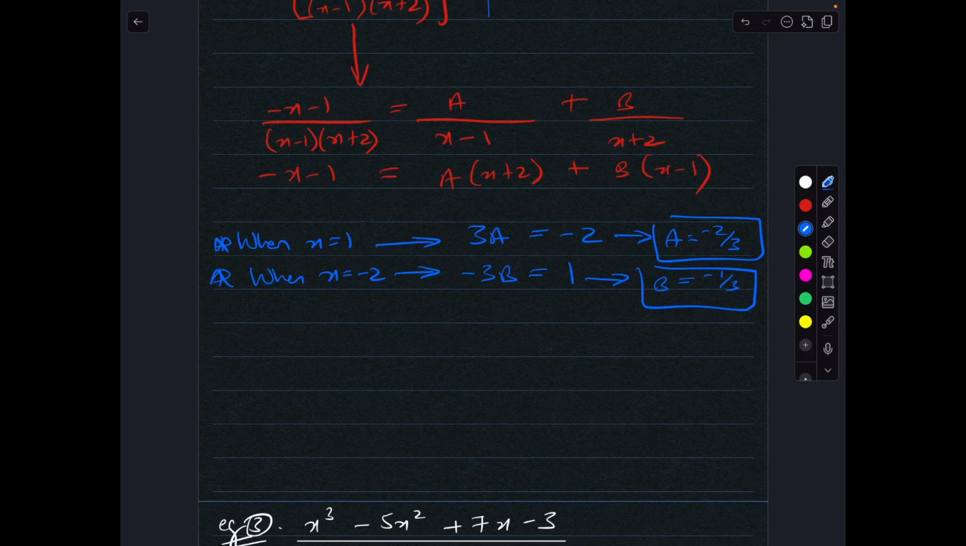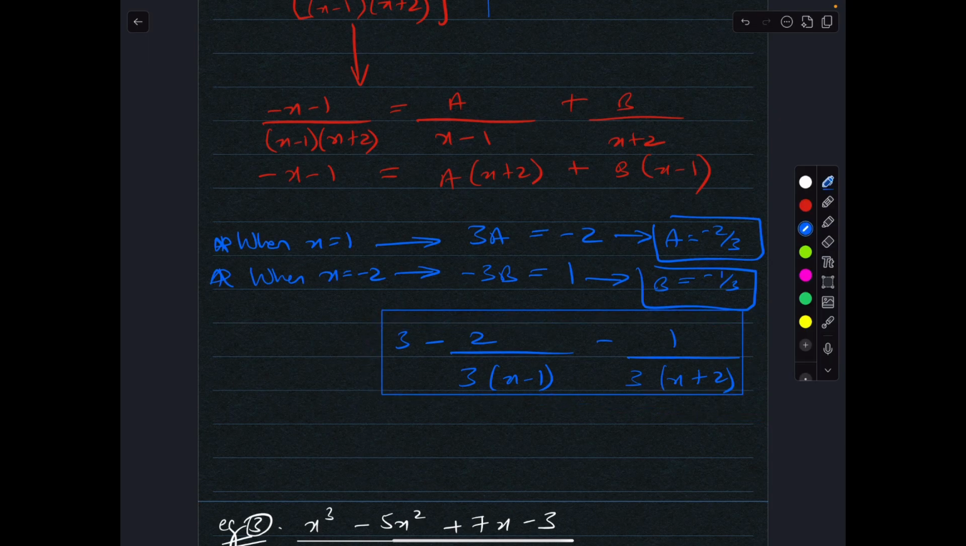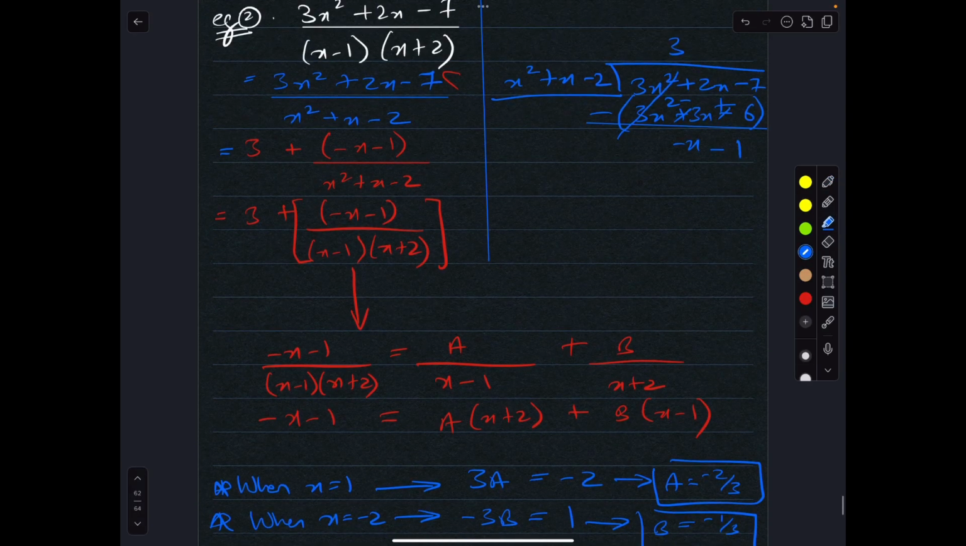So now I can rewrite the partial fraction as minus 2 over 3 into x minus 1, and minus 1 over 3 into x plus 1. We must not forget the 3. Just box this up, and this is ready to be shipped.